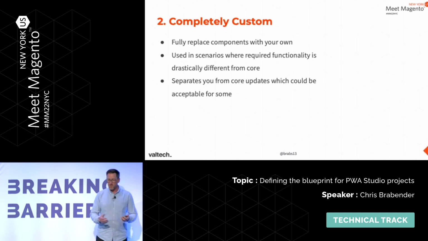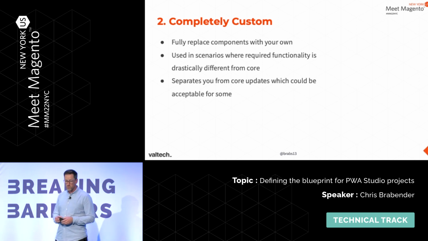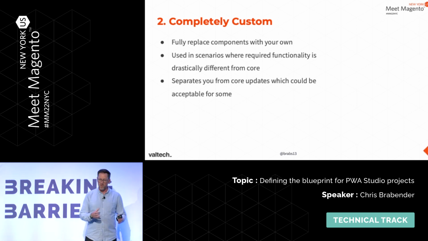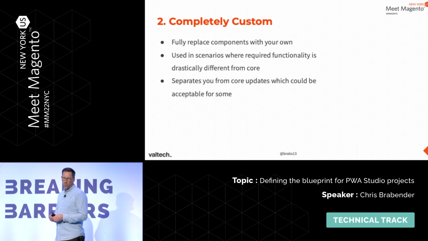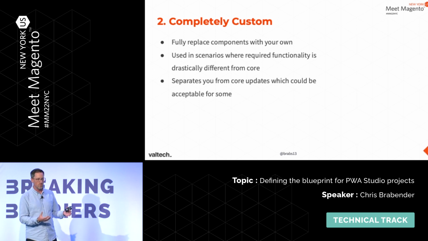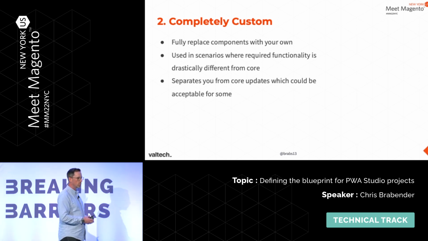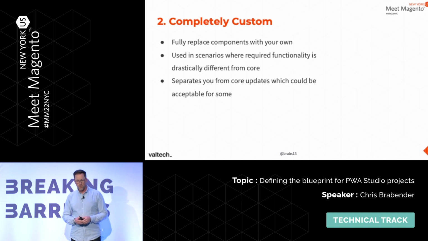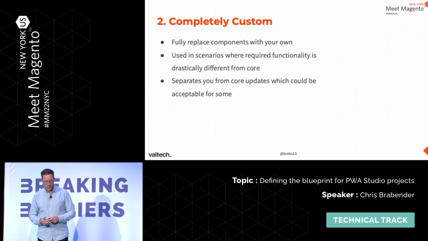So fully replacing components with your own code is definitely an approach, and it can be used in scenarios where you really require more custom functionality that's drastically different to that core. So you're able to just replace it with your own. But the problem is you're then going to be separated from any core updates. While that may be acceptable for some, businesses want to be able to leverage updates from core as Adobe introduces new product, new functionality as well. So this is a more costly approach in the long term, but can be recommended if you do have very, very specific code that you need to do.